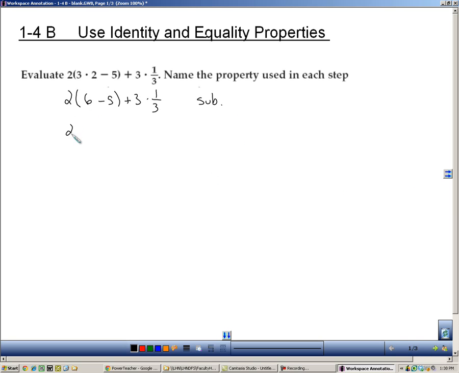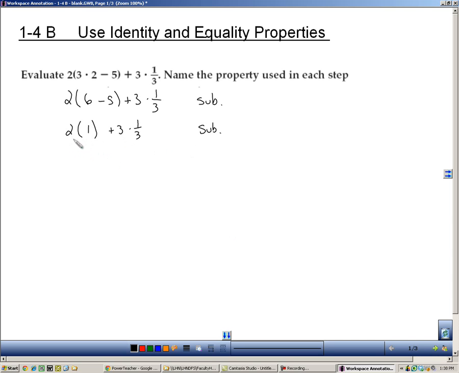Now we go inside the parentheses again. 6 minus 5 is 1. So first we simplify, and then we say what property lets us replace a 6 minus 5 with a 1. Well, again, that's substitution. Again, any property in which none of the others fit is going to be substitution. That's a place where you just substitute a value in for another, and we'll call that substitution.